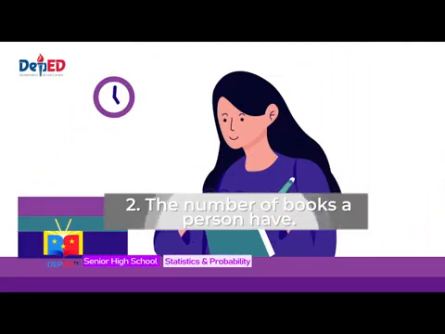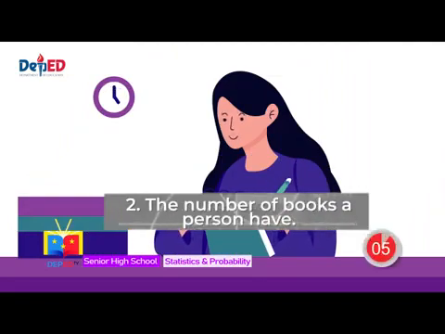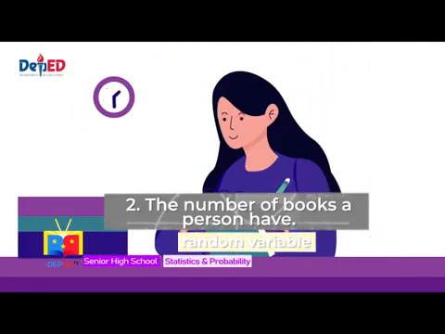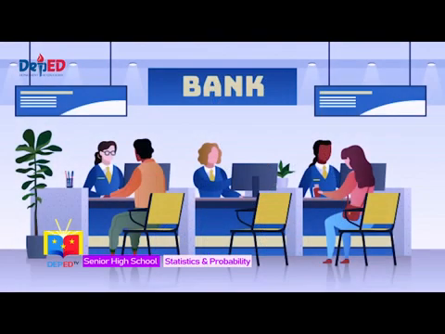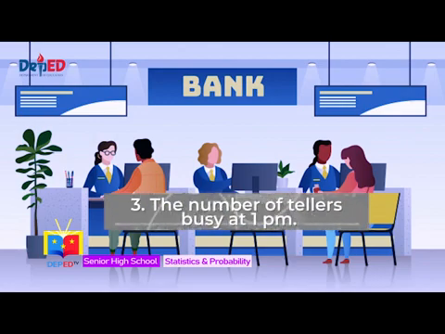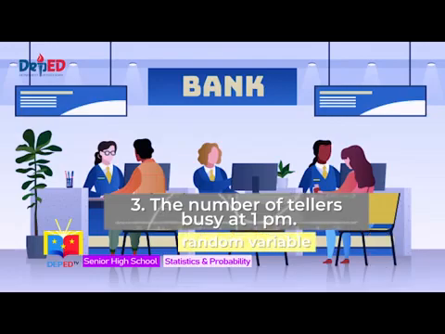Second item, the number of books a person has. If your answer is a random variable, then you're correct, because we'll be able to connect a real number to the sample space when the focus is on the number of items. Let's go to the third item, the number of tellers busy at 1 p.m. Is it a random variable or not? If your answer is a random variable, then you're correct.